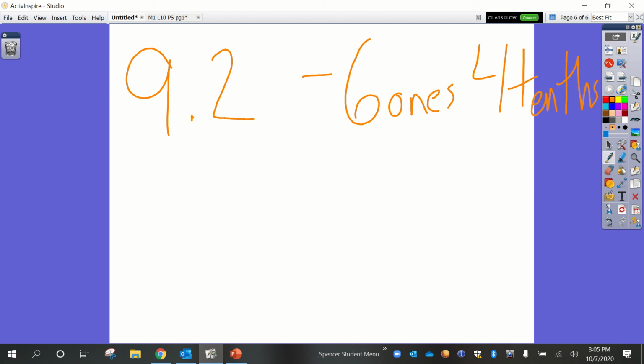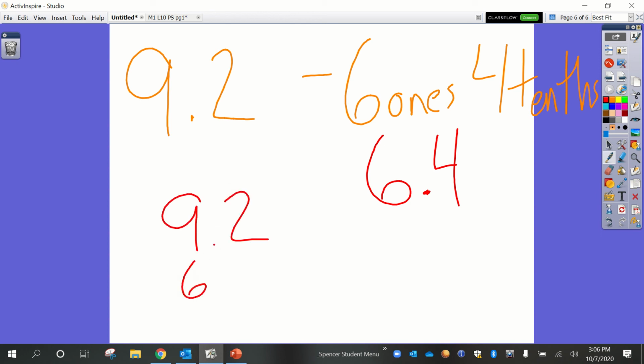Well, let's convert. Let's make them both standard form. We already have 9.2 as standard form. So if I convert 6 ones, so I know that's before the decimal, and 4 tenths. So I'm subtracting 9.2 minus 6.4. So I'm going to stack them, lining up those place values nice and accurately.